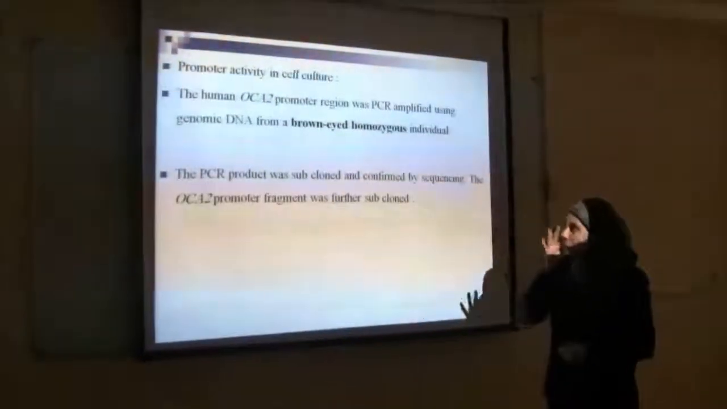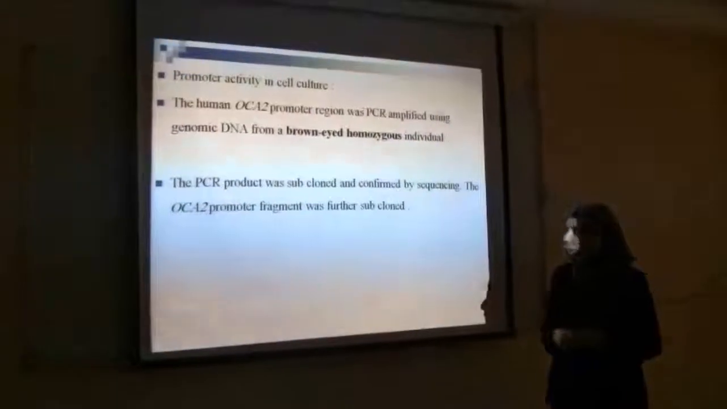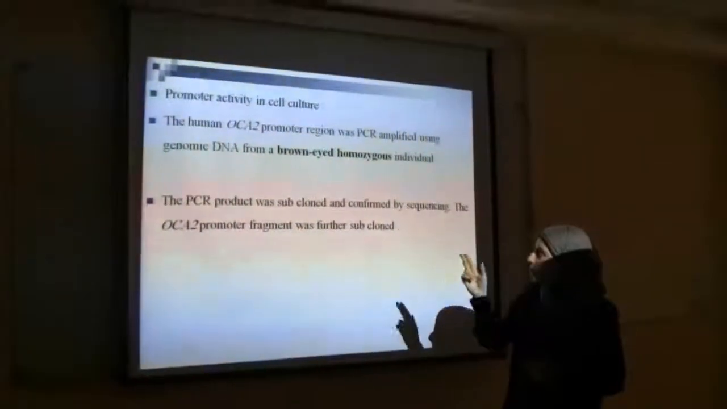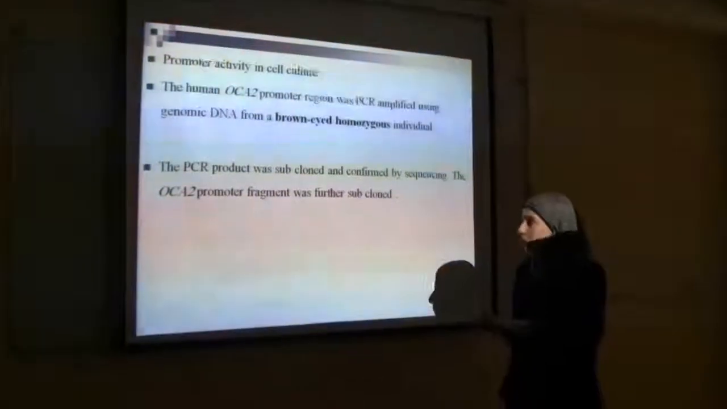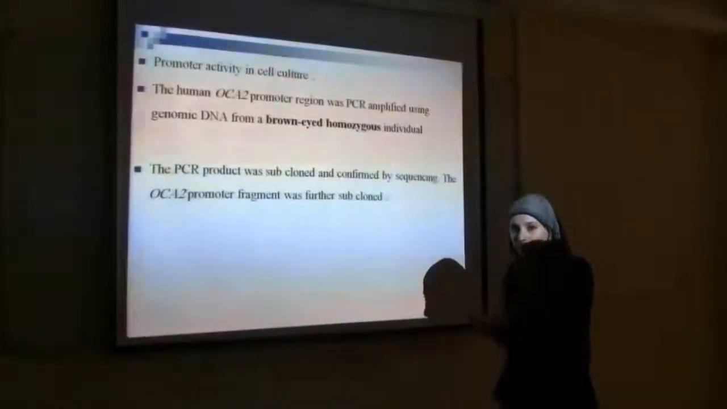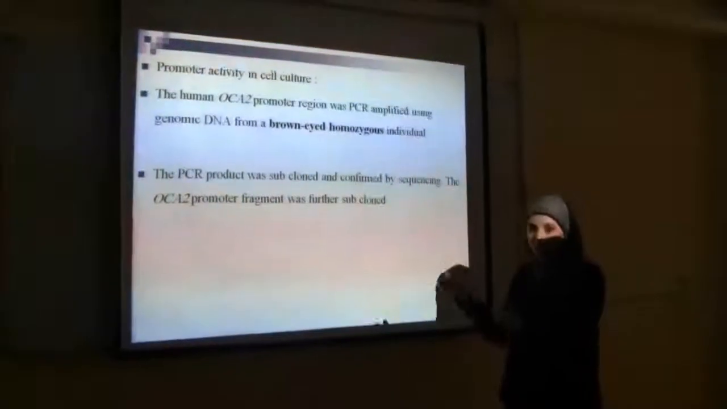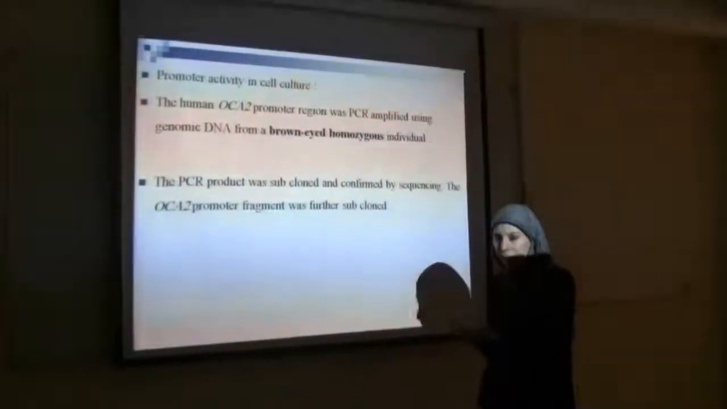Now one of the main things in the DNA sequencing or in the PCR is the promoter activity in the cell culture. The promoter, you all know, is the region where it can be recognized, where we start the translation process.